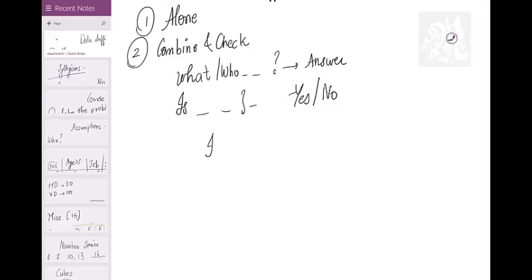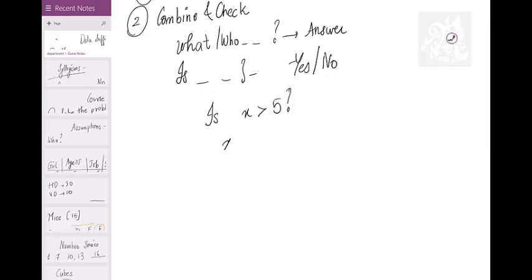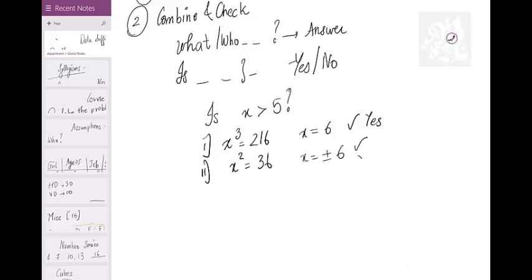So if I say, is x more than 5? I'm just giving you a quant example. Is x more than 5? And if I have x cube is 216 as statement 1, and x square is 36 as statement 2. In the first case, I get x is 6, which means yes, it is true. Only a yes, so sufficient to answer. Here the answer can be plus 6 or minus 6. So I'll say yes for plus 6, no for minus 6, which means this cannot answer my question.